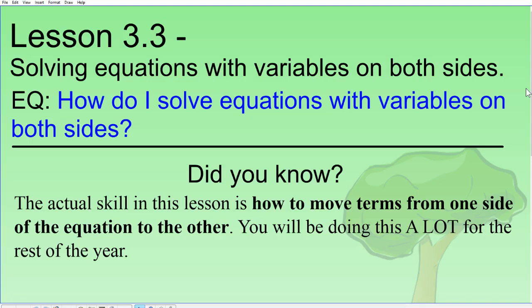In this lesson, we are going to be looking at that third step of the process for solving equations, which is what happens when you have variables on both sides of the equal sign. So the essential question says, how do I solve equations with variables on both sides?